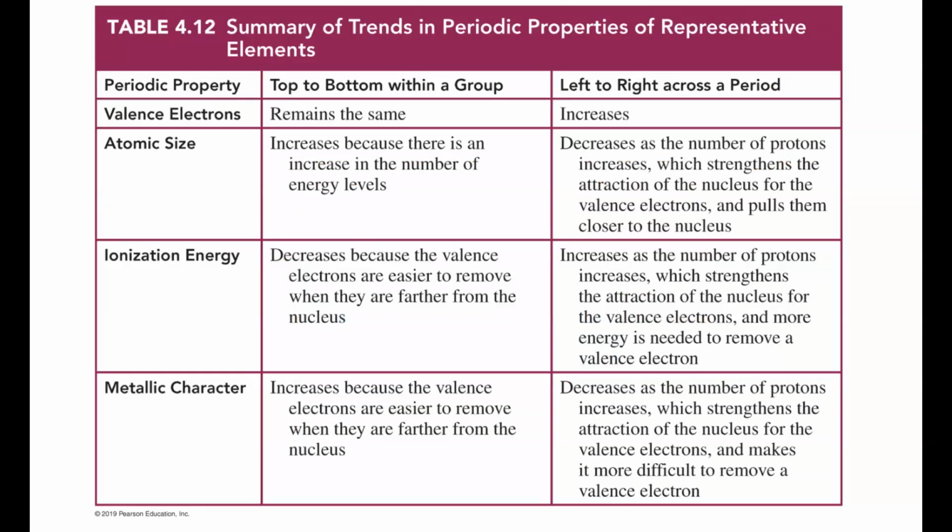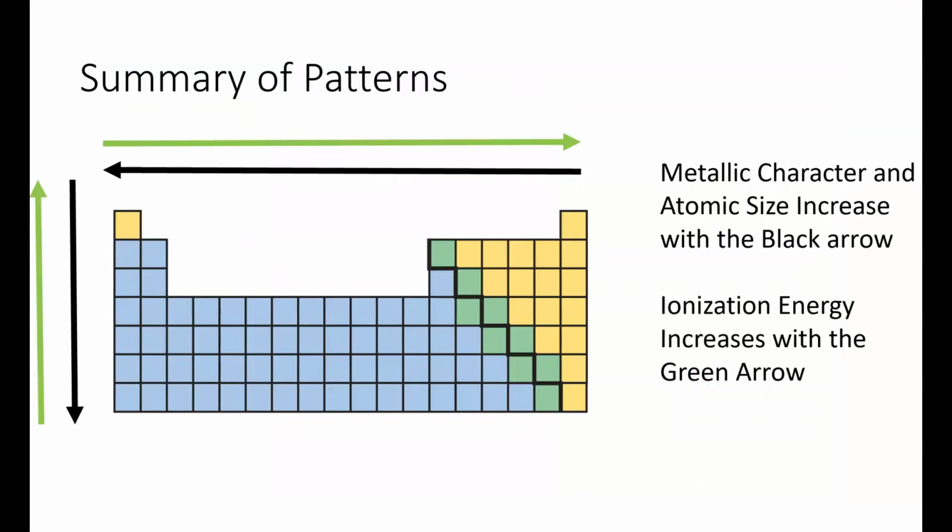This is just a summary table. You can find some of these in your textbook. If we look at a summary of the patterns, the metallic character and atomic size increase with the black arrows. So metallic character and atomic size both increase in those directions, and ionization energy increases in the opposite direction.